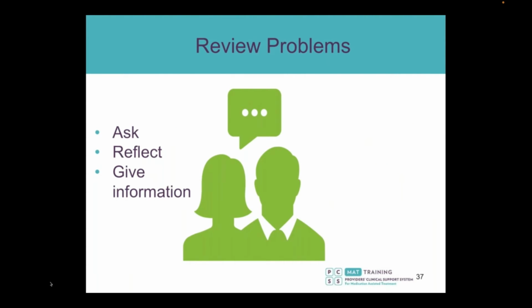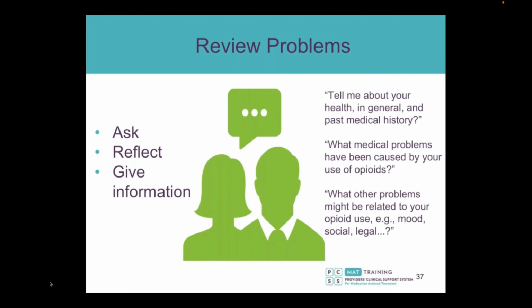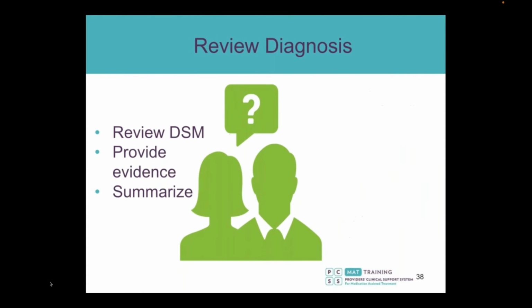Review their problems. So again, we're going to ask some questions, reflect on what they say, and give them some information. And here's a sample script. Tell me a little bit about your health in general, past medical history. What medical problems have been caused by your use of opioids? And preferably, they will have, in the first part, already told you a little bit about opioids. And what other problems might be related to your opioid use? Mood issues, such as anxiety or depression, social issues, legal issues.